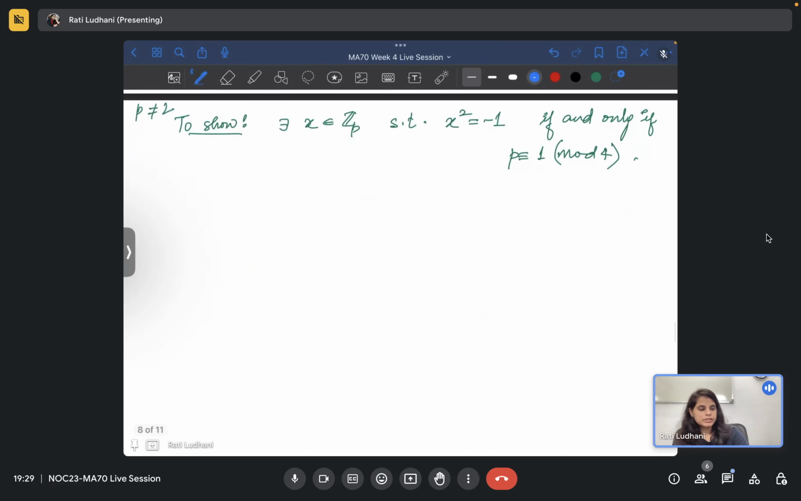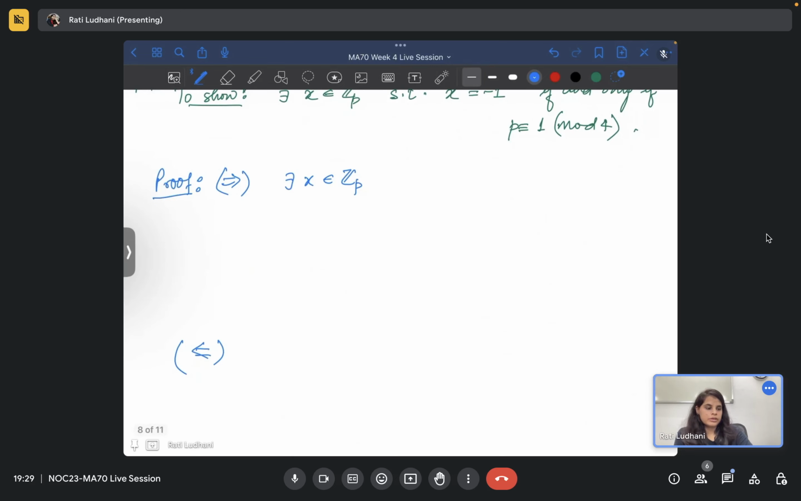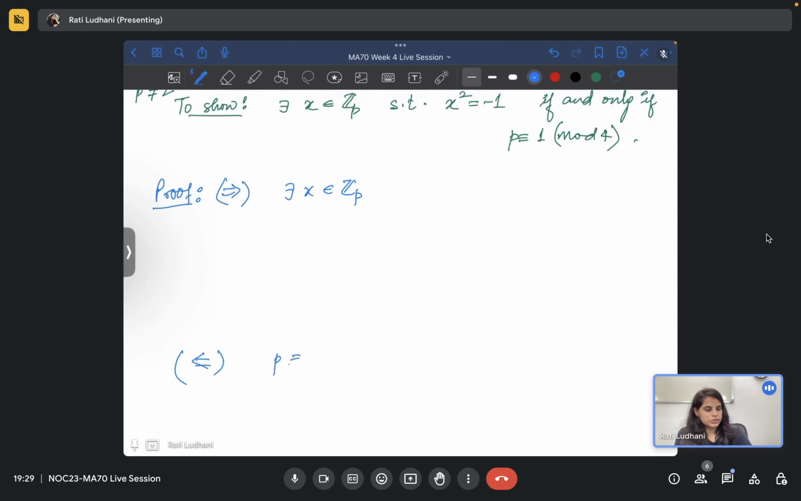Okay, at least tell me which direction is trivial, or which direction we can easily show. How about this? Assume that p is congruent to 1 mod 4. We can show that there exists x such that x squared will be equal to -1. How shall we do that? So let's assume p is 1 mod 4. Then?